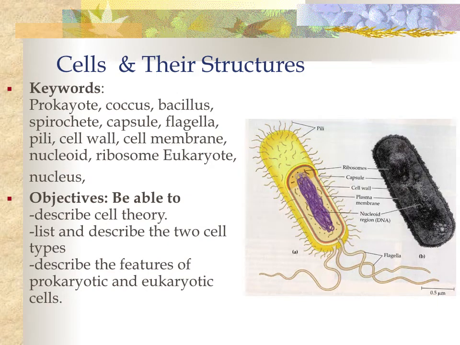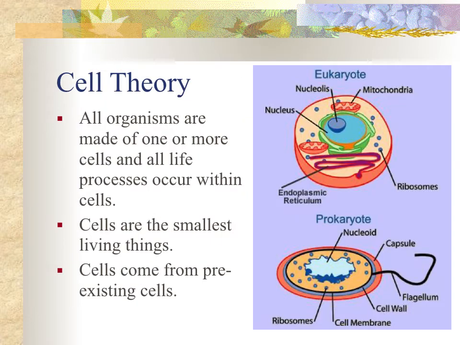All right, this is the second part of chapter 3 where we're going to talk about the different cell types. And so we'll talk about prokaryotic cells and eukaryotic cells, and we'll describe the basic features of each cell type and how they're different. Remember last time we introduced cell theory.